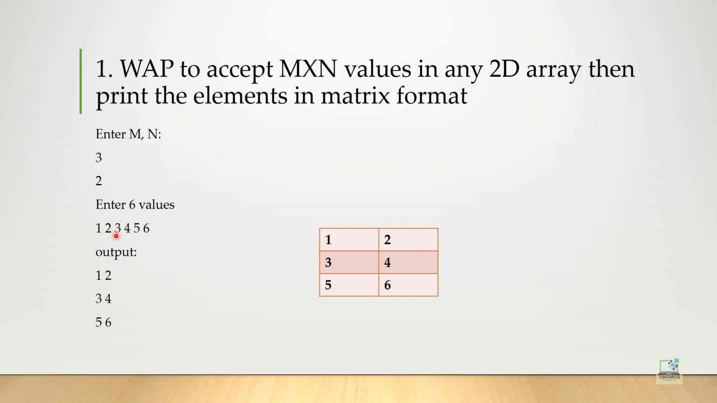So if I am inputting 1, 2, 3, 4, 5, 6, the output should come as follows: 1, 2, 3, 4, 5, 6. The way it is getting printed, that is known as the matrix format. Matrix format means the format where the values are printed in rows and columns. Let's see the program.